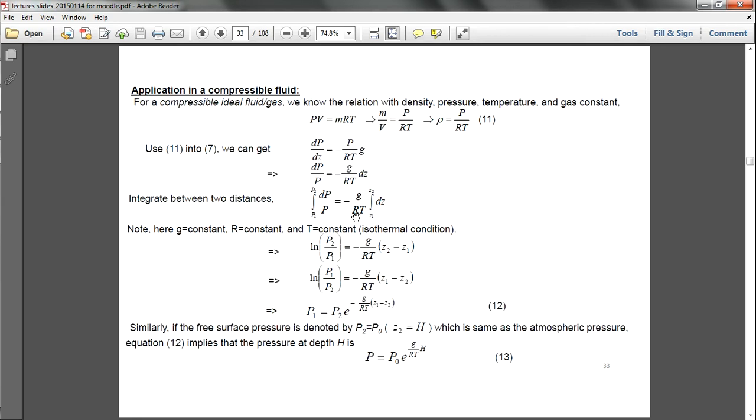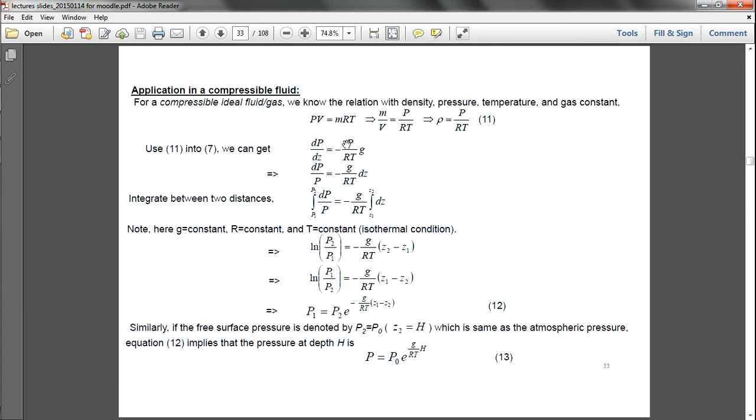In your specific weight equation, you get rho G. Now let me see. Hold on a while.